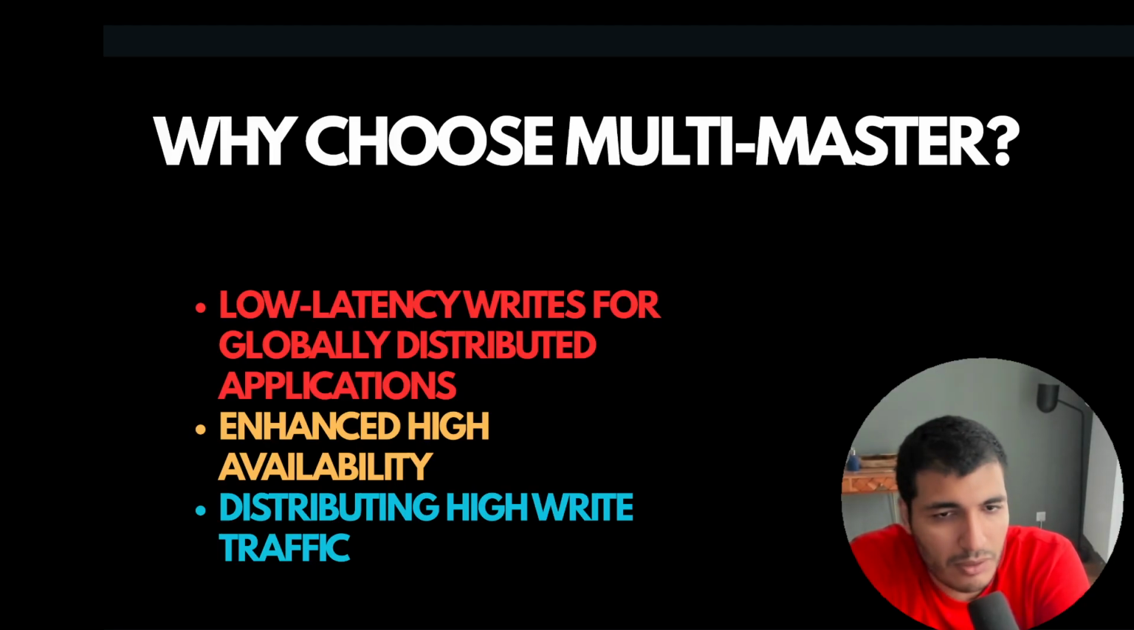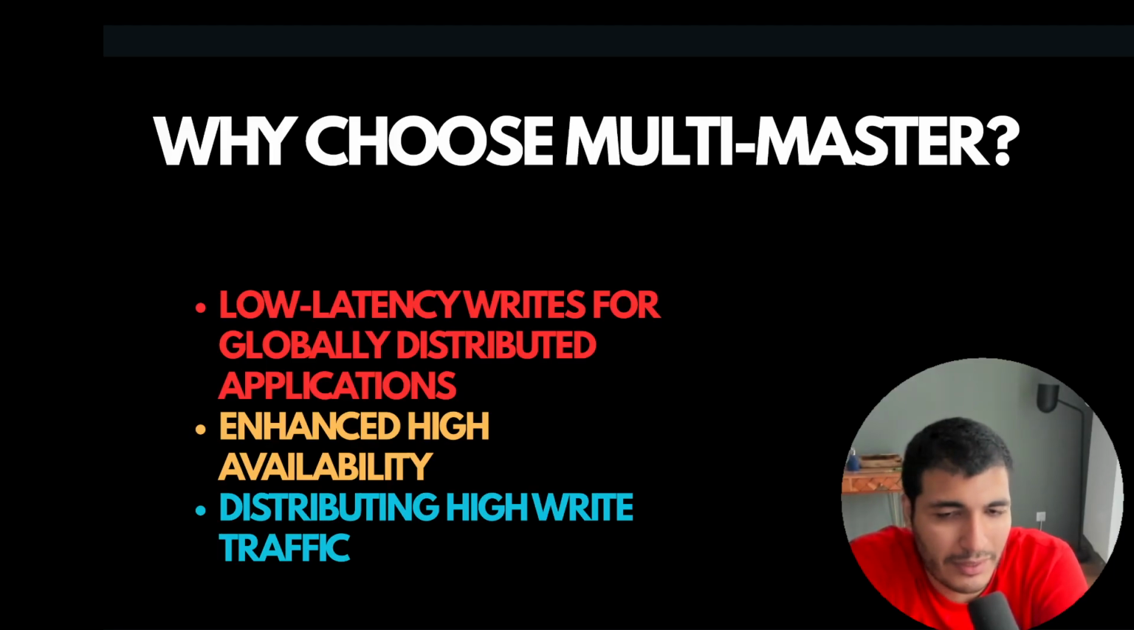In a single primary setup, a user in, say, for example, Munich, Germany, would have to send the write requests, like posting an update or placing an order, all the way to the primary database, potentially located in, let's say, the USA, in Washington or something like that. This round trip could introduce hundreds of milliseconds of latency.